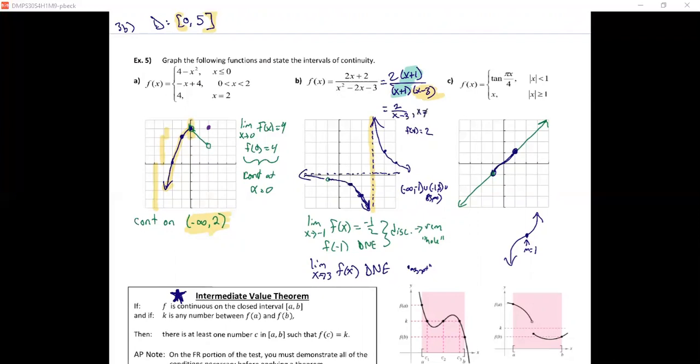And I still like to keep that domain x does not equal -1. But that indicates that we have a hole here. So we are able to find the location of the hole. The location of the hole is at (-1, 1/2), because we find the limit by plugging -1 into this function.